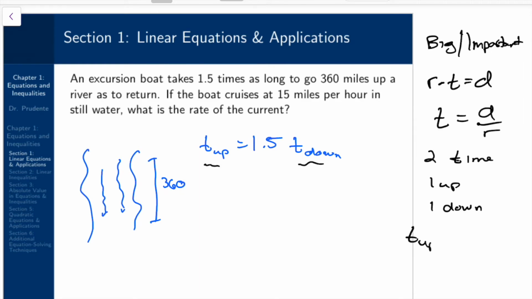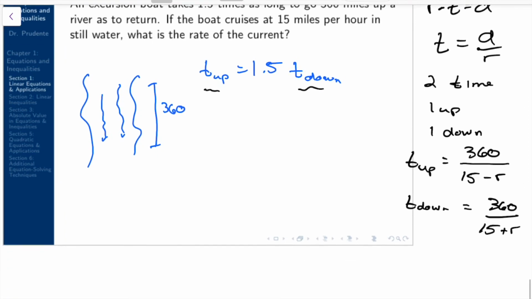So let's work on time up. Right? The distance is still the same. It's the 360. But if you're going up the current, you're going against it. So the rate at which you're going to go is going to be 15 miles minus the rate of the current. And the time down the river is still going to be the same 360, but your rate is going to be 15 plus the rate of the river. Okay? And so these are the times that we can have.